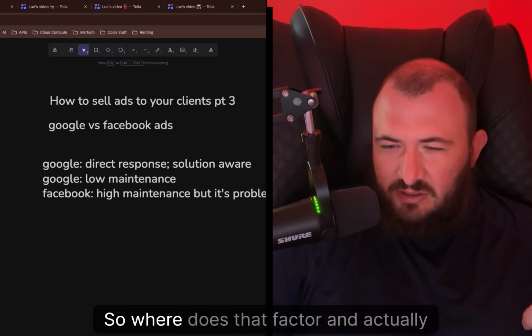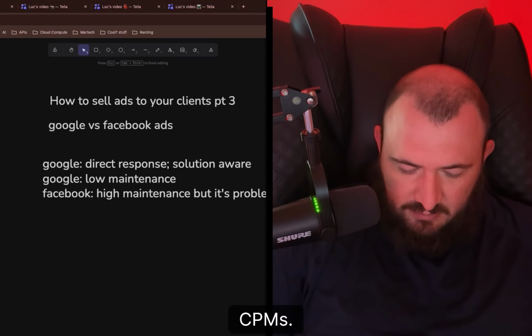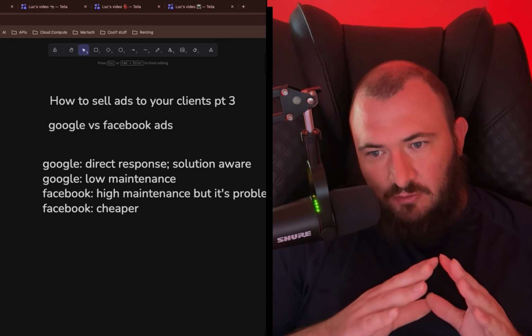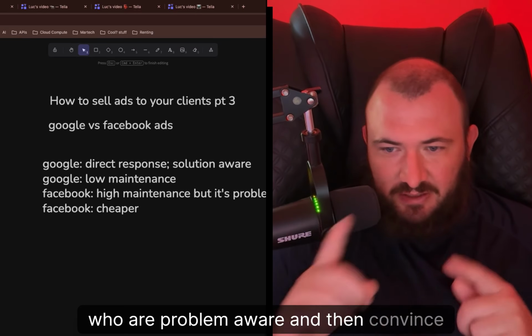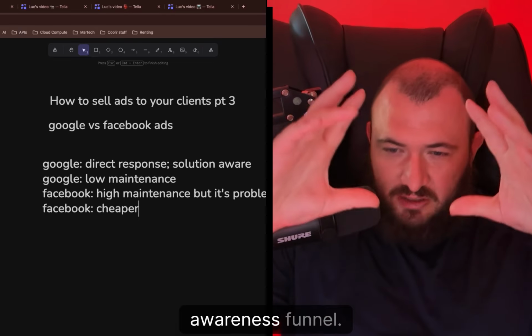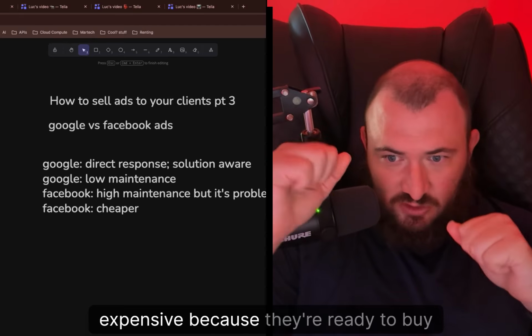It's not solution aware. So where's that factor? It actually factors into the cost, the CPMs. So Facebook can be, quote unquote, cheaper, because you can find people who are problem aware and then convince them of your solution. So you're going up the awareness funnel. The solution aware people are the most expensive because they're ready to buy right now.